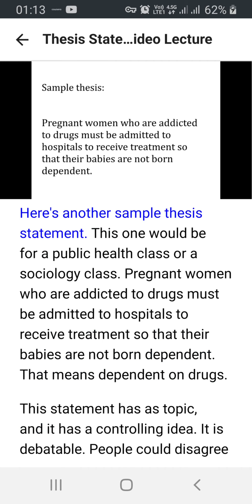Here's another sample thesis statement. This one would be for a public health class or a sociology class. Pregnant women who are addicted to drugs must be admitted to hospitals to receive treatment so that their babies are not born dependent. That means dependent on drugs.